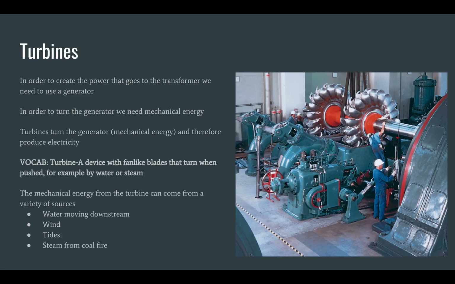You can have steam from a coal fire. The steam is going to rise up, and if you concentrate it, you can turn a blade with steam. You can make the steam from a nuclear reactor and have the reaction heat up the water and create steam, which will then turn a turbine. You could also use the heat of the earth to create the steam that will turn the turbine.